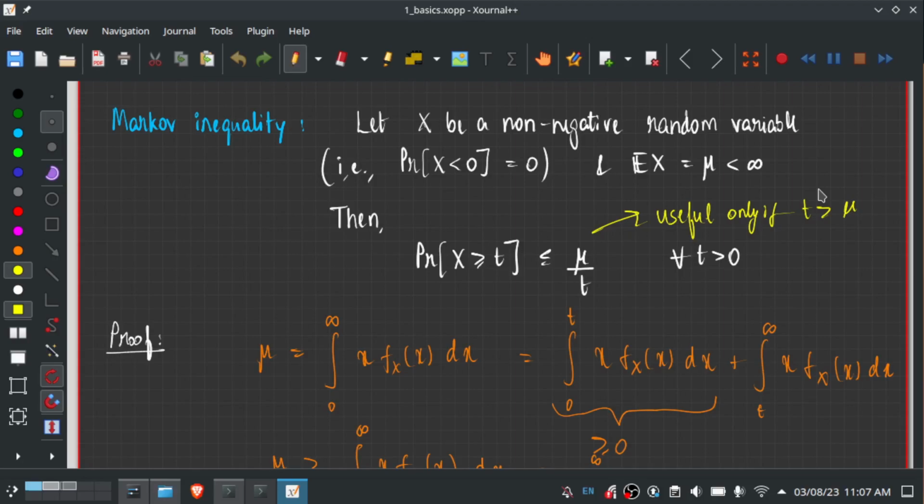Okay, so let's start. In the last class, we looked at a couple of inequalities, a few simple tail bounds that we could derive, first for non-negative random variables and then for general random variables. We started off with Markov's inequality, which says that if X is a non-negative random variable with finite mean, then the probability that X is greater than or equal to some positive constant t is upper bounded by the ratio of the mean to t.